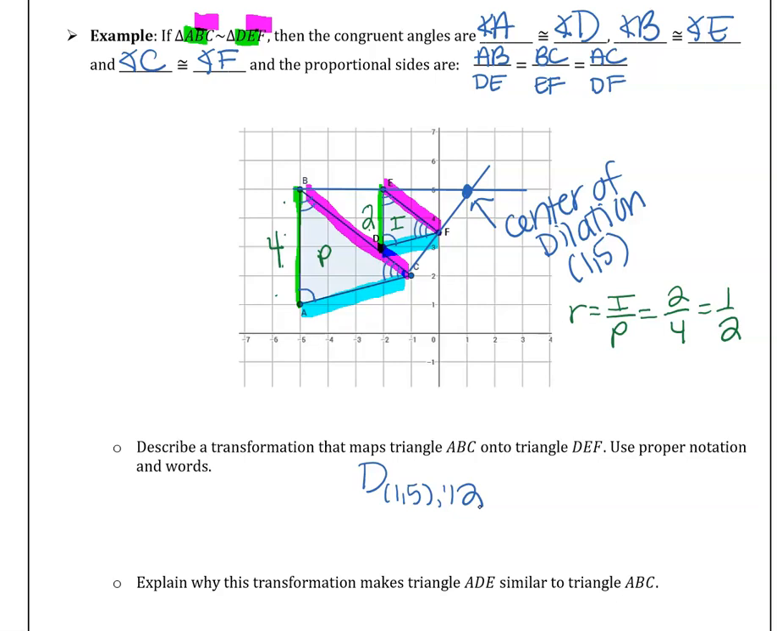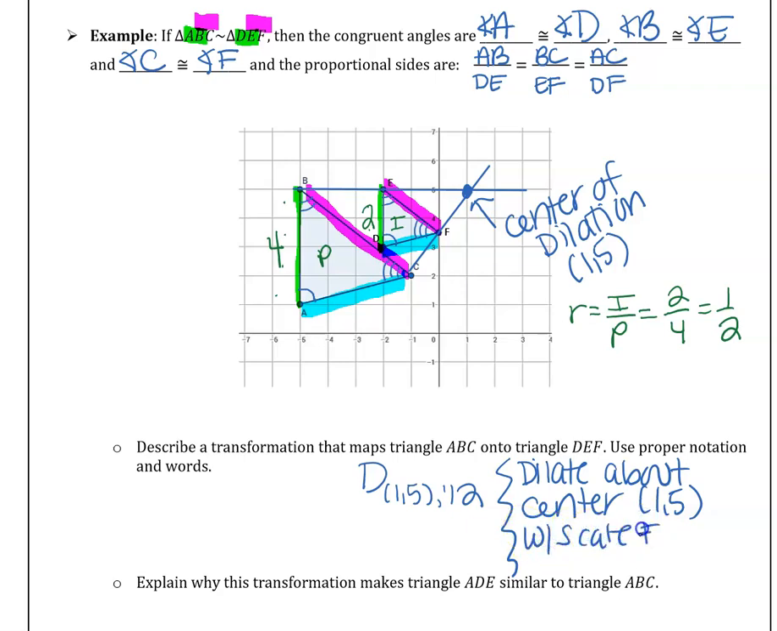Now, if you're ever in doubt about how to say it, on like an exam and it just says describe what happens and it's giving you options, I usually say when in doubt, write it out. So this is why we're practicing it twice. So this is our notation. In words, we'll write out: dilate about center 1, 5 with a scale factor of 1/2.